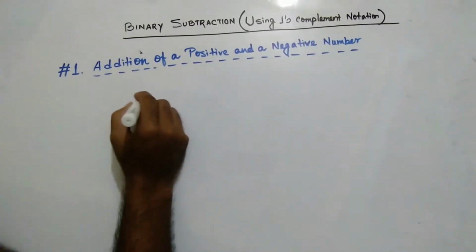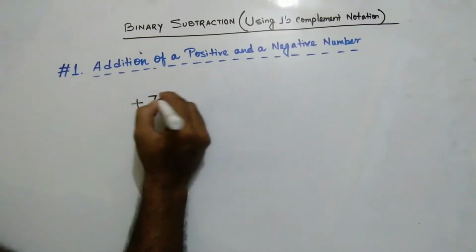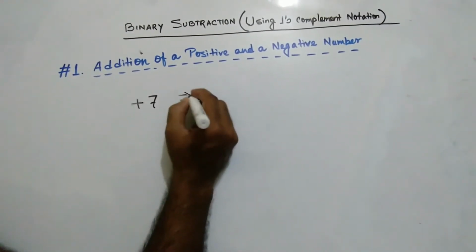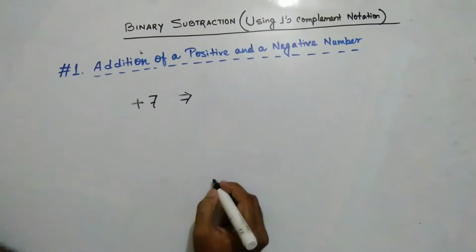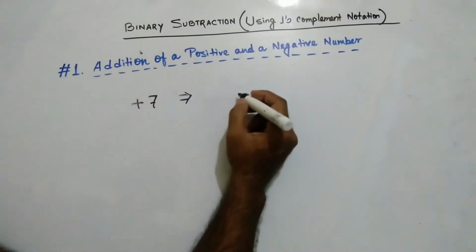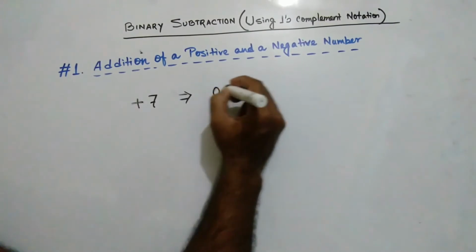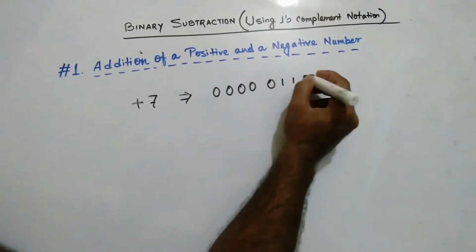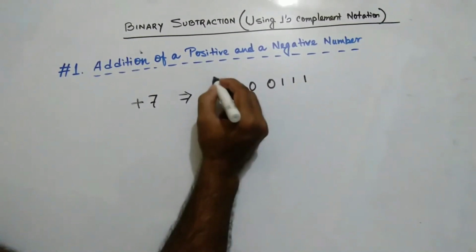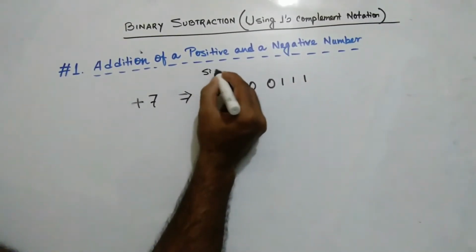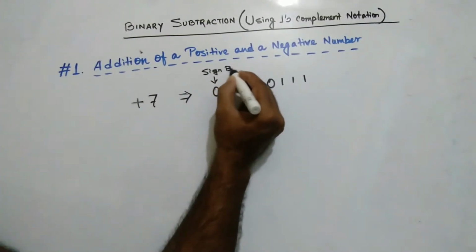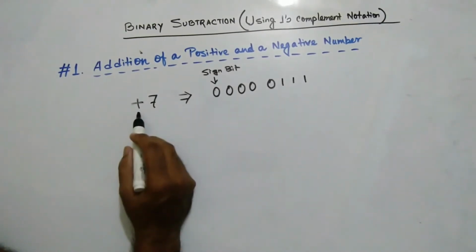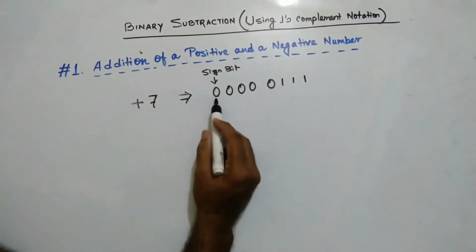The first number, 7, we are representing in its 8-bit equivalent binary format. So plus 7 becomes 0 0 0 0 0 1 1 1. Remember, the most significant bit is treated as the sign bit. As the number is positive, the sign bit is 0.